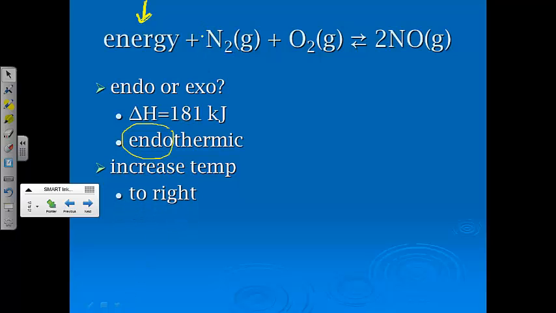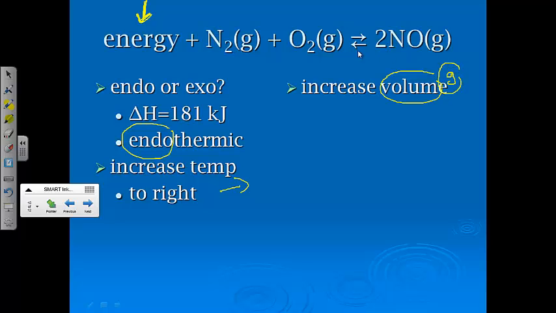It's actually, I think, pretty straightforward when you do it that way. Now, if we increase the temperature, it's going to go to the right. It's going to force it to go. It's just like increasing the concentration of the energy. Since energy is a reactant, it's going to force it to go away from that change, or go to the right.